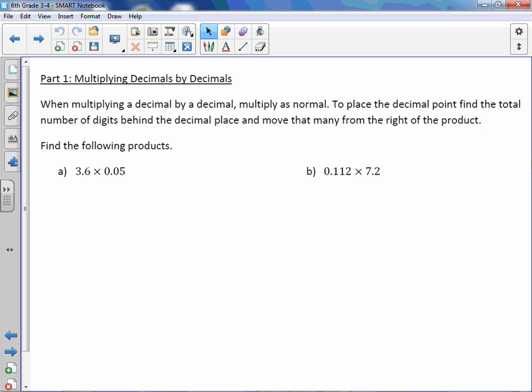When multiplying a decimal by a decimal, you multiply as normal. To place the decimal point, find the total number of digits behind the decimal place and move that many from the right of the product.